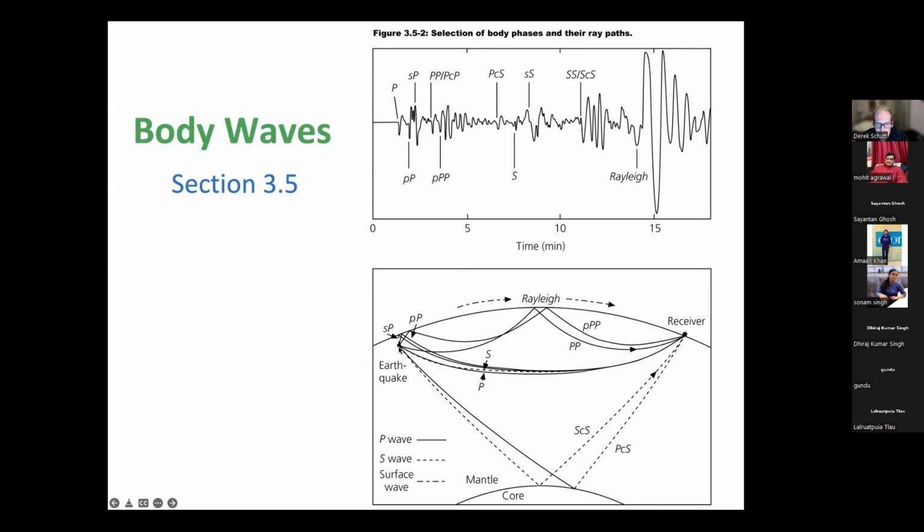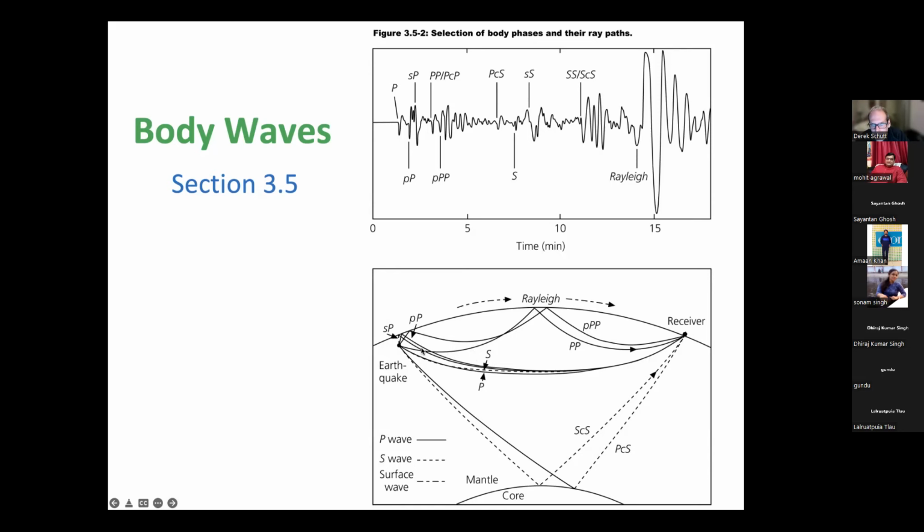So as an example, if I have an earthquake here and a seismometer here, the little sp travels upward from the earthquake as an S wave, and then it bounces as a P wave. And the S waves are shown as dashed lines, and the P waves are shown as solid lines. So little p, big P travels upward from an earthquake as a P wave and then bounces. Here we are. Here's the little p, big P.